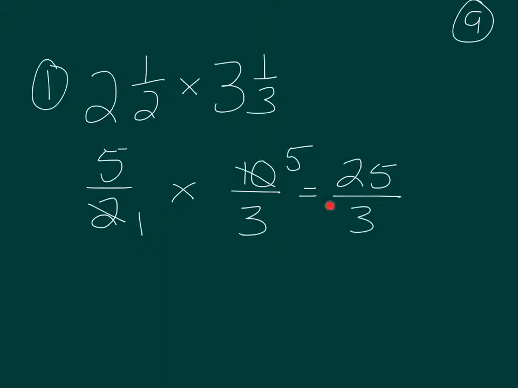Now, we can't stop here, though, because you have to turn it back into a mixed number. So, how many times will 3 go into 25? 3 goes into 25 8 times, with a remainder of 1. Final answer would be 8 1/3. Pretty close to our estimate of 9.